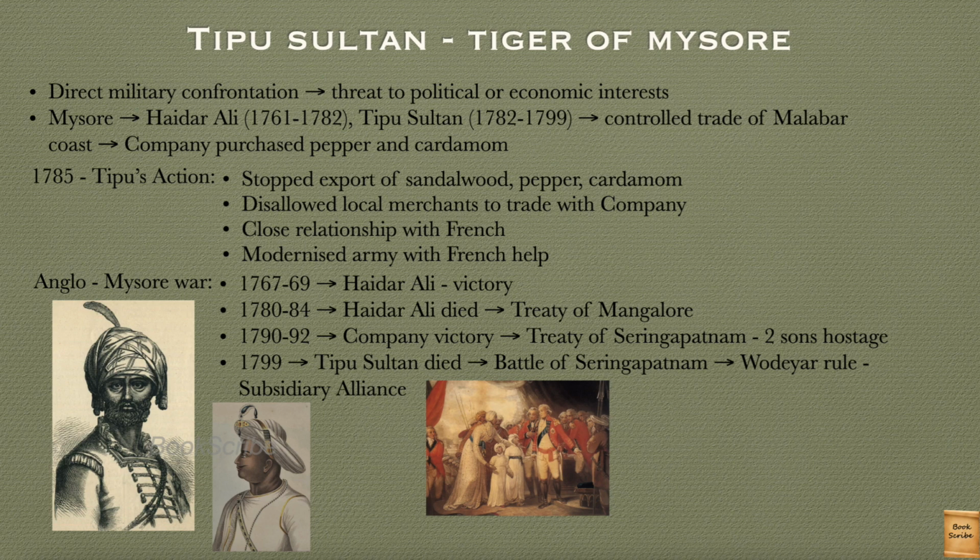So because of this thought of the British people, 4 wars were fought. And these wars were called the Anglo-Mysore Wars. So the first happened in 1767 and it ended in 1769. And in this war, Hyder Ali became victorious. He wins the war. In 1780 to 84, it was a tough war.